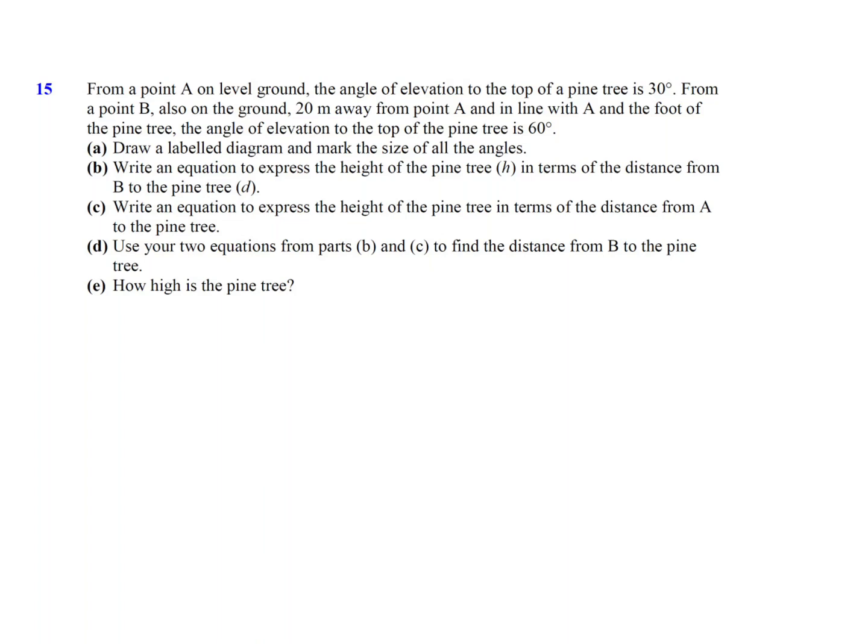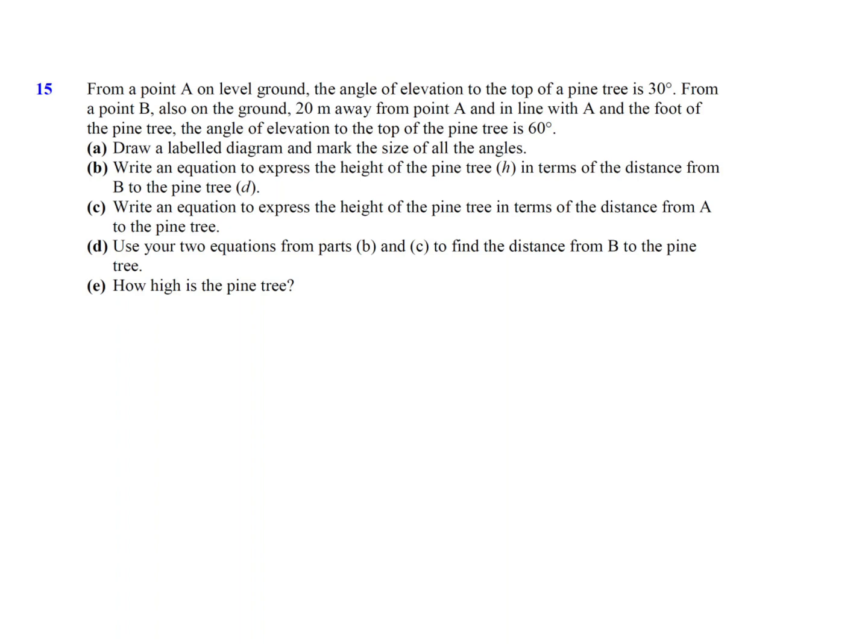The aim of this video is to answer question 15. From a point A on level ground, the angle of elevation to the top of a pine tree is 30 degrees. From point B, also on the ground, 20 meters away from point A, and in line with A and the foot of the pine tree, the angle of elevation to the top of the tree is 60 degrees.